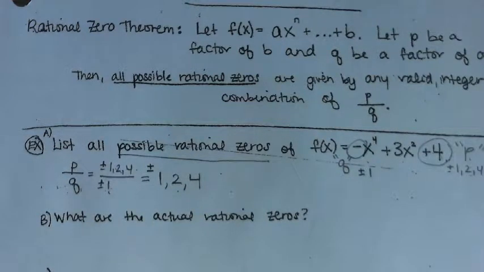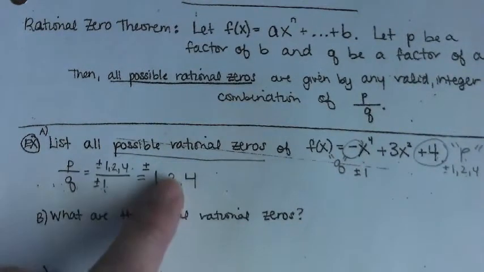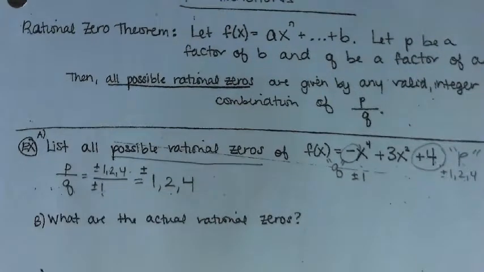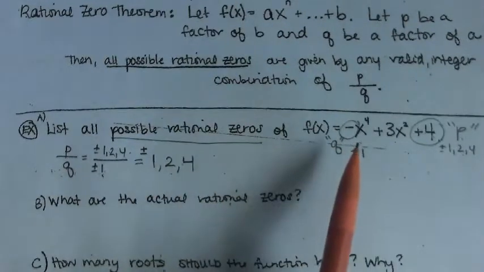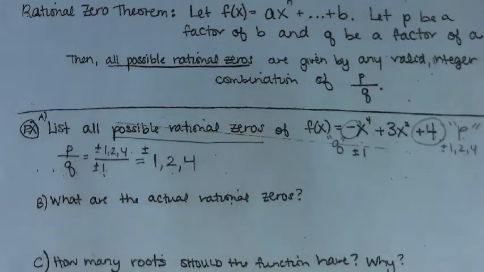Those are not all zeros of this function. But if there are going to be any rational roots, they have to be in that list. Okay? So some of those numbers will be rational zeros and some of them will not be. And the way to see whether or not they are actually rational zeros is to see if they are factors, which is where our synthetic division test would come in.